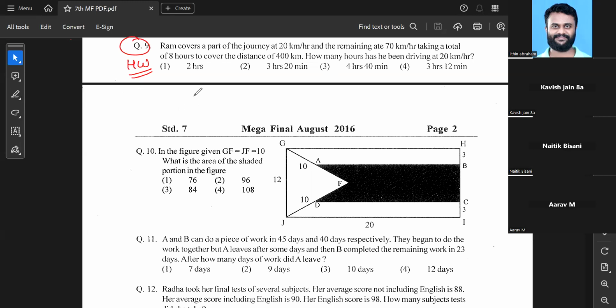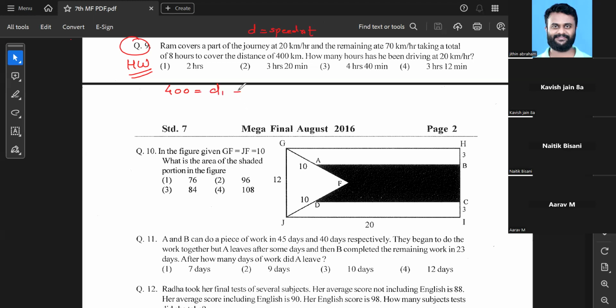Now, for those who might be confused about how to do this, I'll give you a simple logic. The total distance covered is 400, right? 400 is divided into two parts. Part 1 with some speed, part 2 with some speed. Now they are asking how much time this guy drove with this speed. So how do we solve? The speed is equal to distance upon time, right? So in this case, distance is equal to speed multiplied by time.